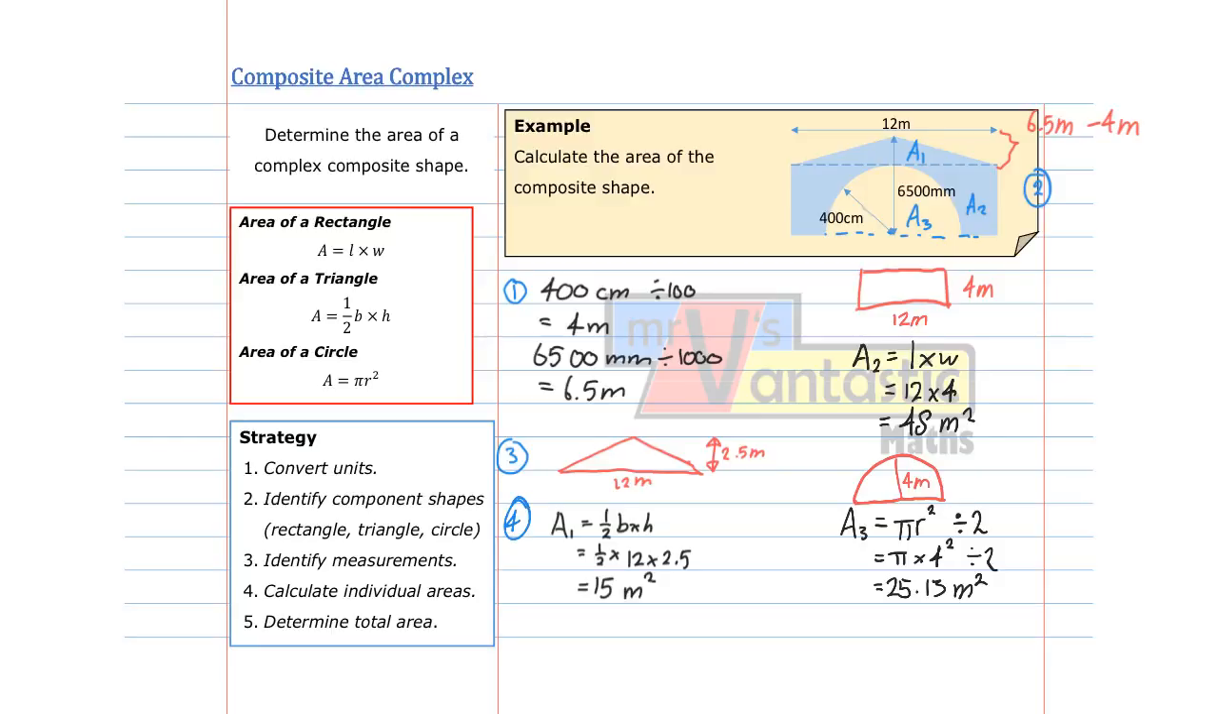Our last step is to calculate the total area. And looking at a diagram, that's adding the triangle and the rectangle. So it's 15 plus 48. And then we're subtracting the circle, which was 25.13. That is 37.87 square meters. And that's the area of this complex composite shape. Fantastic.